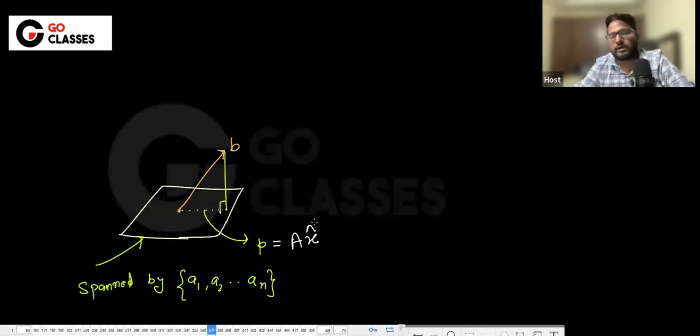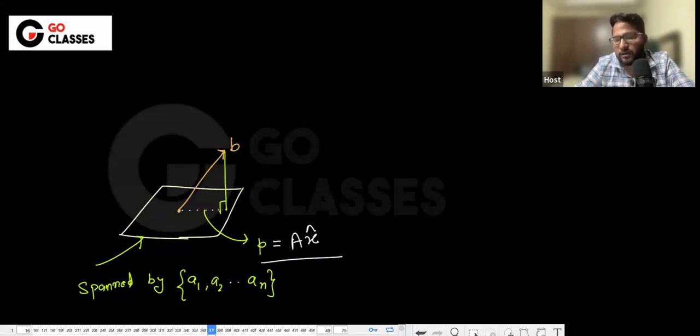to differentiate that it is not Ax equal to b kind of formula. That's the only reason, so that you don't get confused. Otherwise, if you don't want to keep this hat, then you can remove it. But let's just keep it. So it is very obvious that p will be in the form of A x cap.